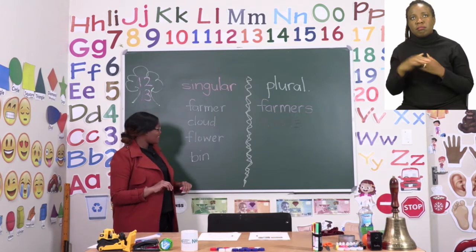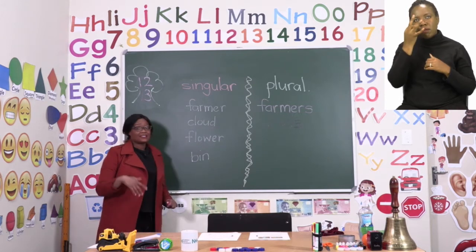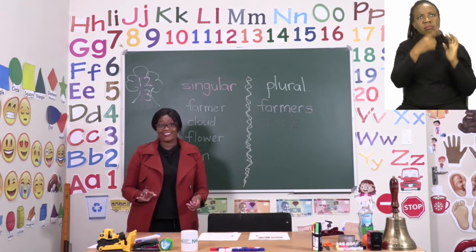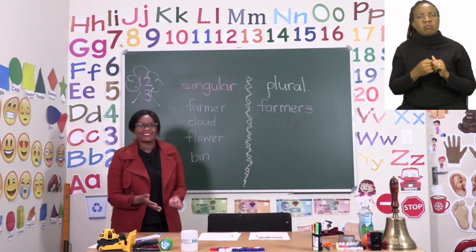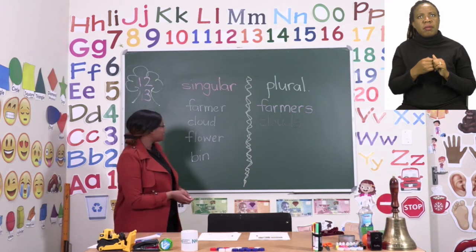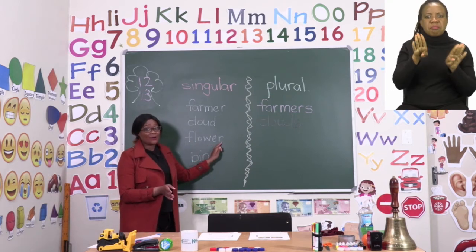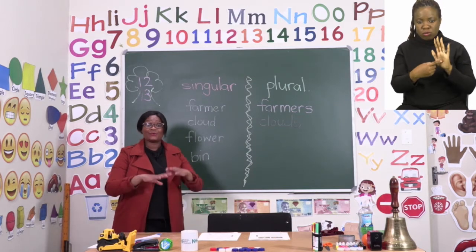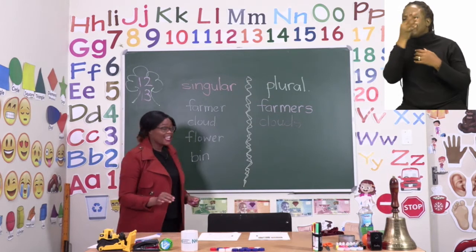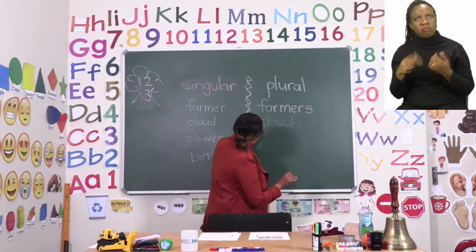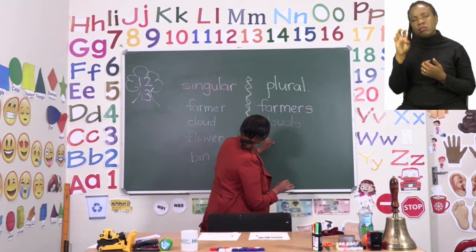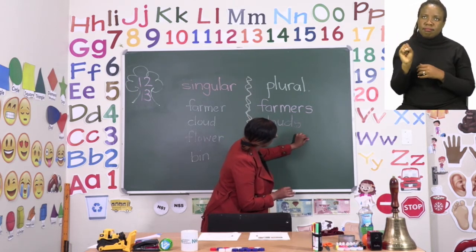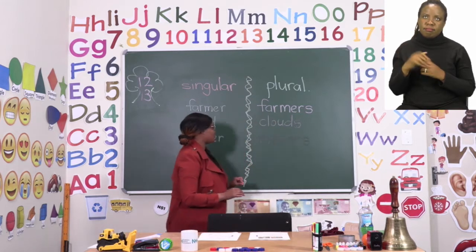The next one is the word flower. Now we know this flower. This type of flower is the one that grows outside, not the one that we use to make delicious cakes. So, if we have one flower, that's okay, that is a singular. But to change the word flower into many of them, we say flowers. So go ahead and write down the word flowers. Don't forget your S at the end.